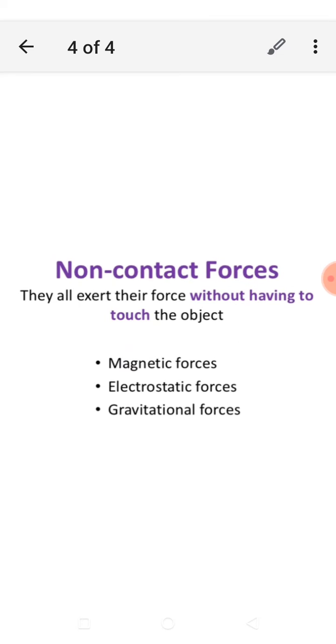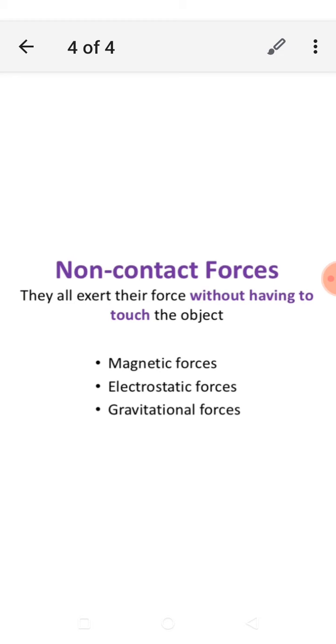Then what does non-contact force mean? Briefly we will learn non-contact force. Non-contact forces act without touching. They all exert their force without having to touch the object. The types of non-contact force: the first one is magnetic force, then electrostatic force, and the last one is gravitational force.